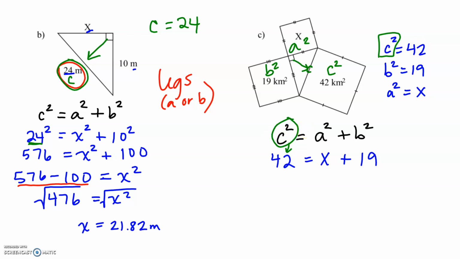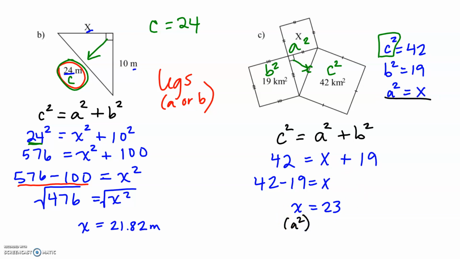All right, let's go ahead now and do our calculation to solve for x. So x is positive, I'm going to leave it on the right, plus 19. I'll subtract 19 from both sides. And 42 minus 19 gives me 23. So we know this is A squared. Remember, x is A squared, and that means my units have to be also squared because it's the area. Okay, and that's our final answer.